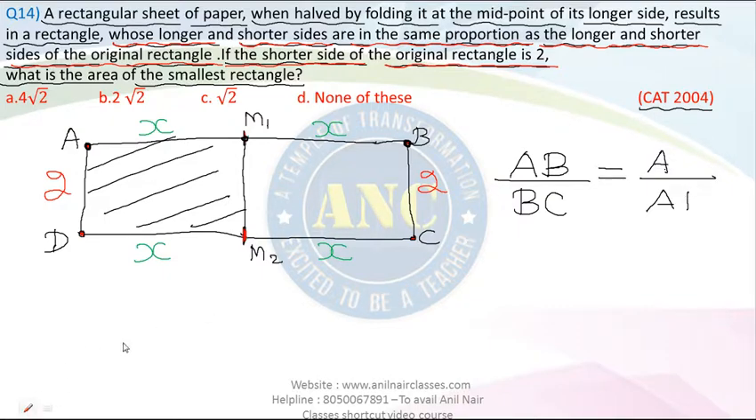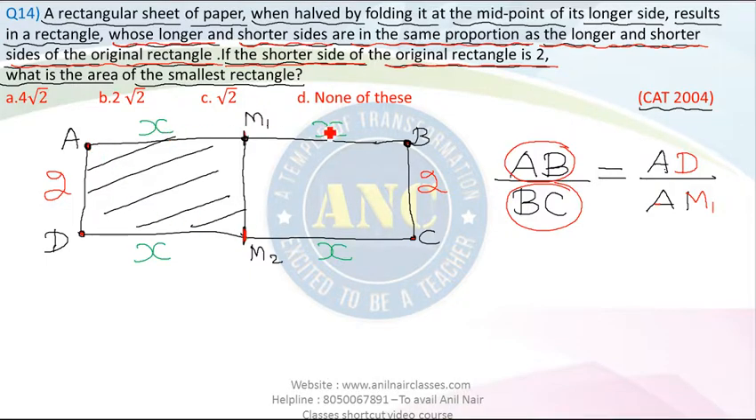That means here I wrote AB, longer side. In the smaller rectangle, the longer side is AD. BC is the shorter side in the bigger rectangle. In the smaller rectangle, the shorter side is AM1. Now if you want, check it out.